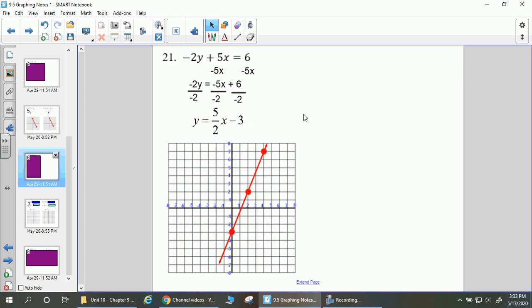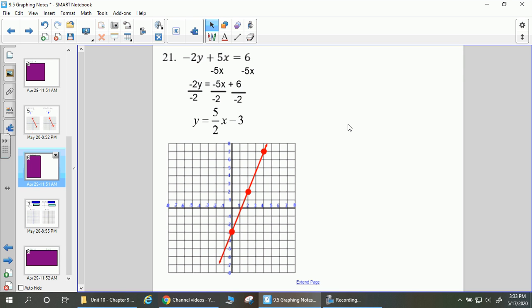So when it came to graphing, I start at negative 3, pop my dot, right? From negative 3, I'm going to rise or count up 5. So from here, 1, 2, 3, 4, 5, over 2. 1, 2, 3, 4, 5, over 2. Connect your dots, make your line.